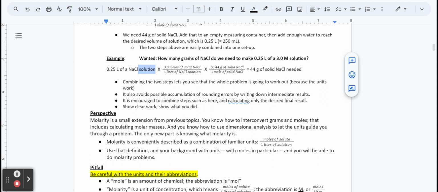So if we take a look, we're combining the two steps, so it lets you see the whole problem and what's going on all at once. We certainly could do it in two smaller steps, but we're going to be doing it in one longer problem. This also avoids possible accumulation of rounding errors so that we're not rounding too many times too soon. So if I go to 2 sig figs and then 2 sig figs, my answer might be off a little bit more. It encourages us to combine steps and then calculate only the desired final result. Okay, and as always, we want to show clear work and show what we did as we went along.